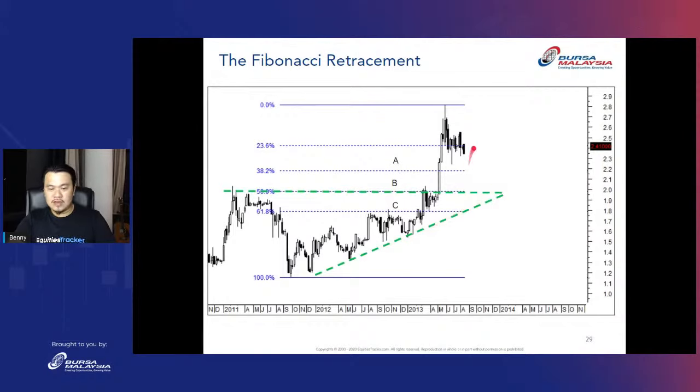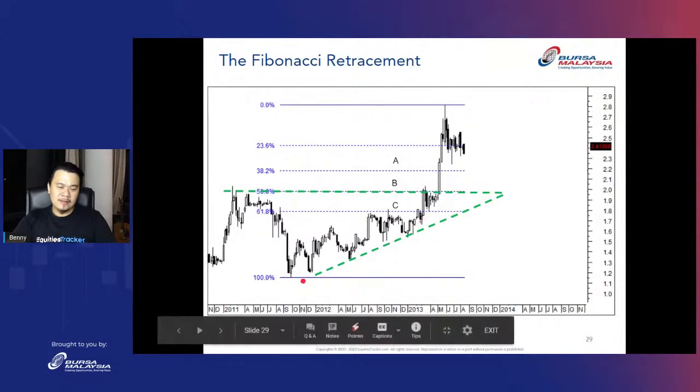Okay, so B will probably be the better alternative. Why? Because number one, it is a 50% Fibonacci retracement level. Number two, it was a previous resistance level, which is a horizontal line. Number three, it could also possibly be the support level of this rising uptrend line. All right, so let's see what happens here.